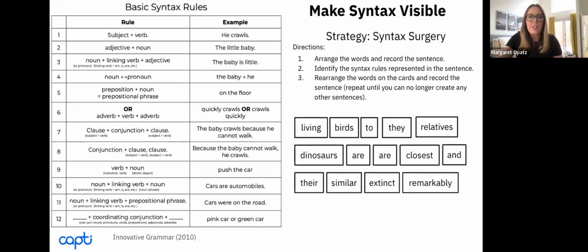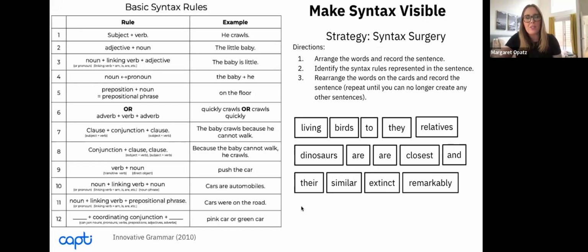So I took a sentence from a text about birds and their connection to dinosaurs. I have all of the words on the screen, and this could be something that you have cut out and are actually manipulating with students. And what you do is you tell students to arrange the words and record a sentence.